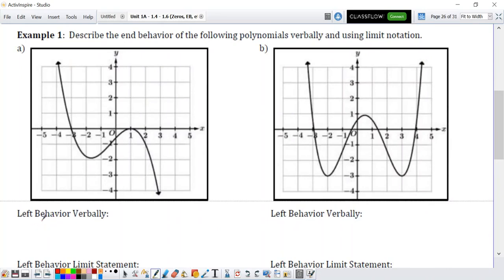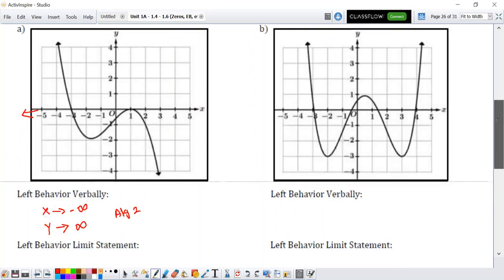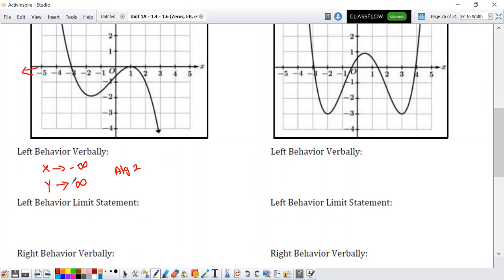So let's talk about it verbally. Left end behavior means x goes to negative infinity, so where is y going? X goes to negative infinity, y is going to infinity. You may recall this is how you did it in Algebra 2. The Algebra 2 method is writing like this: x goes to negative infinity, y goes to infinity. Now, what is left-hand behavior with a limit statement? The same answer, you just have to write it in a fancy way.